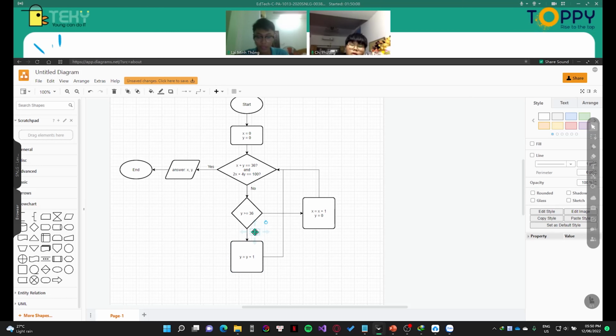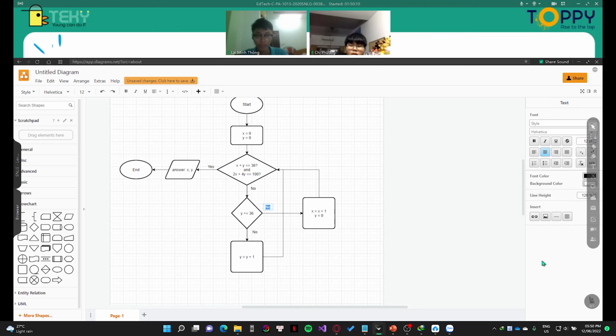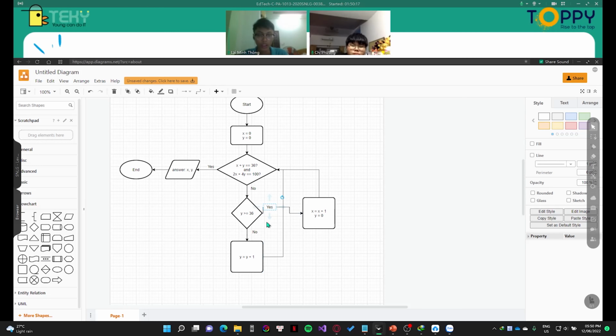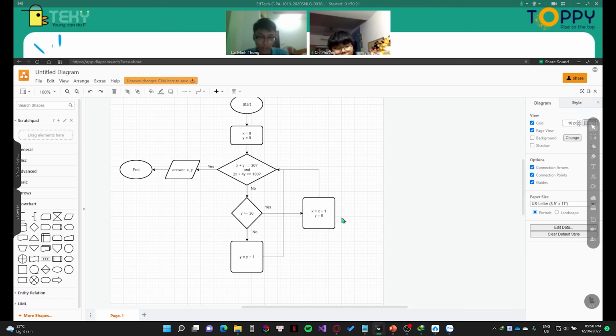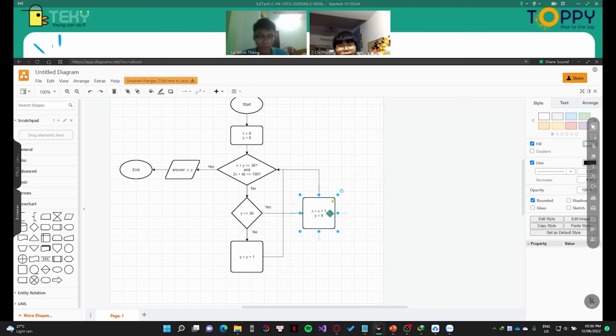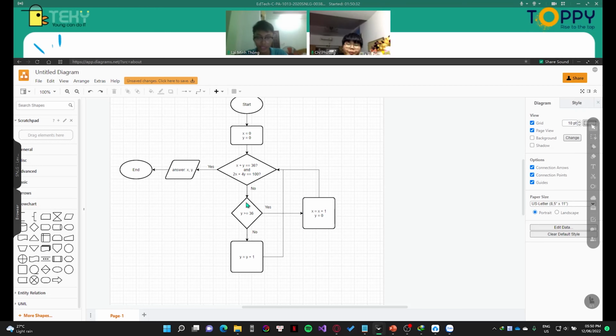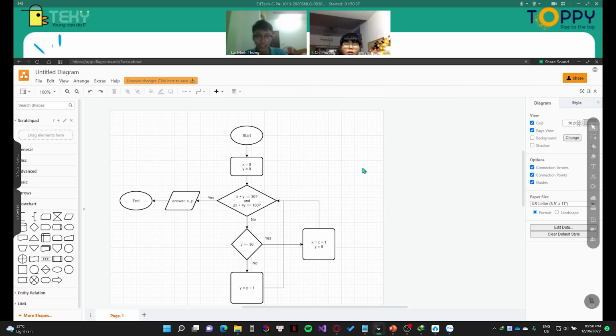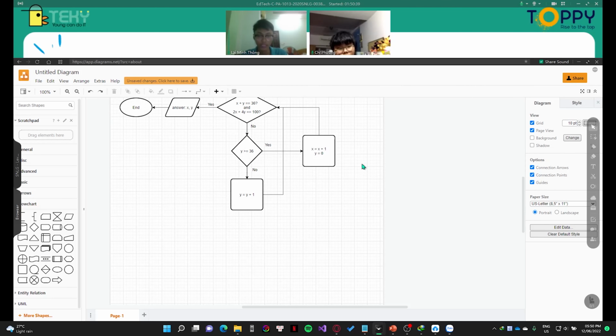But if y is greater than or equal to 36, we will make a process right here. We will increase the x instead of y, and then set the y back to 0. Okay, and then continue to check until we get the answer. Okay, that is how you work on it.